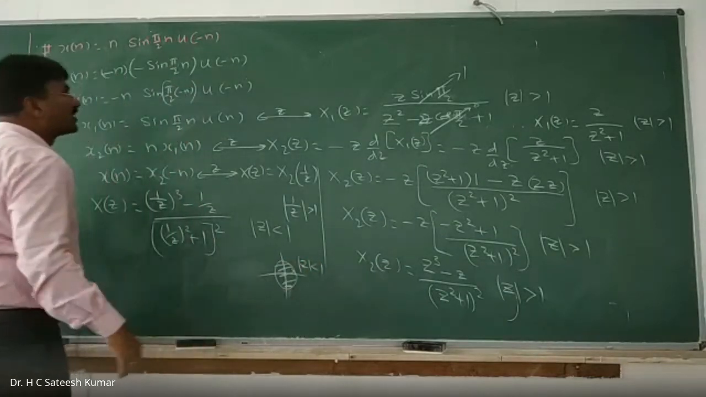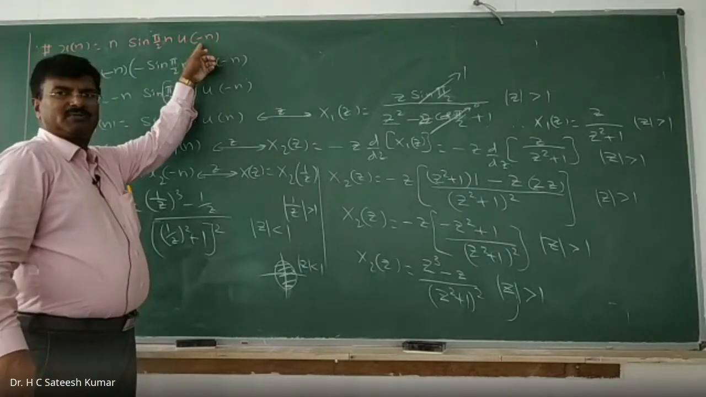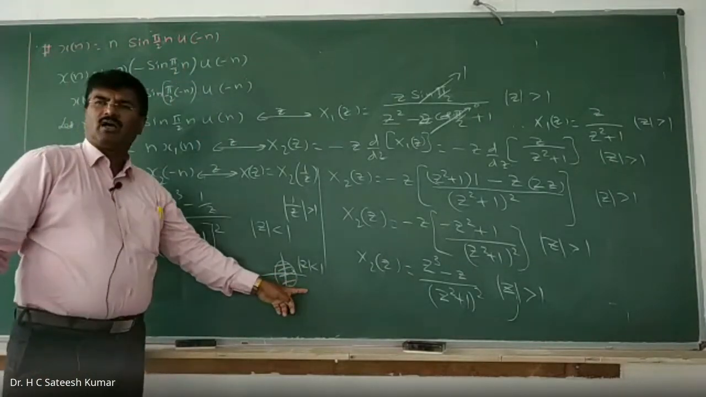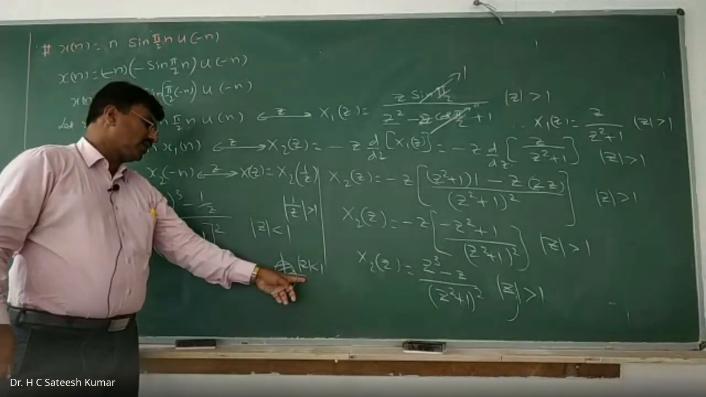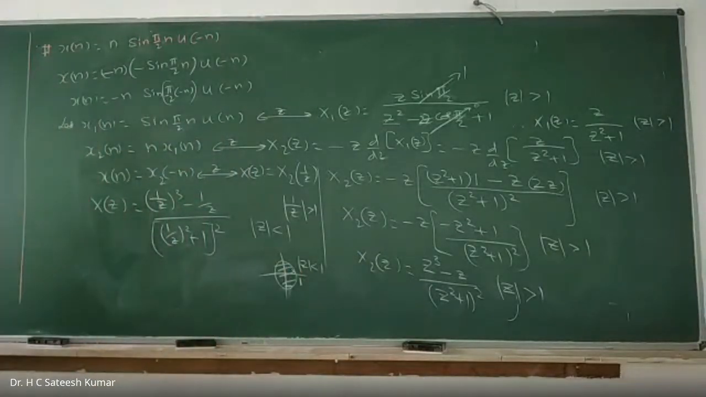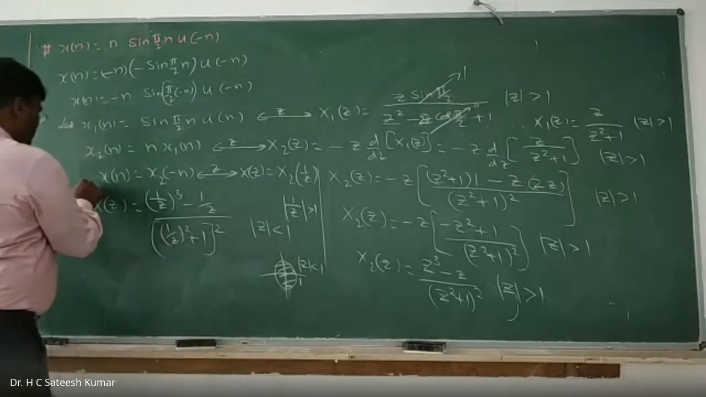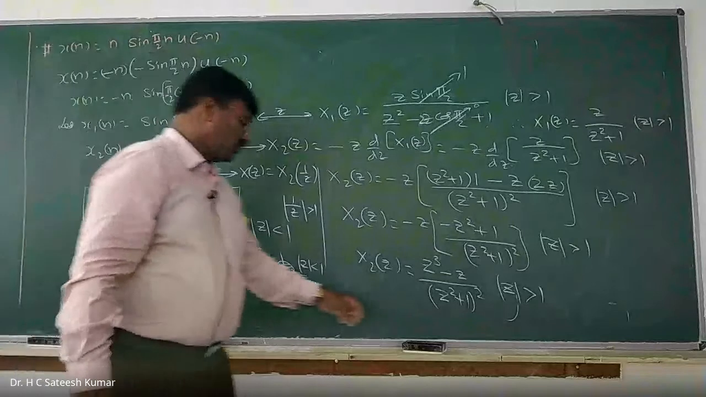And one thing is you can verify the answer. See that whenever u of minus n is there, it means what? A left-handed sequence. For a left-handed sequence, what did we say? The ROC extends towards the origin from the innermost pole, we said. So therefore, the ROC is extending towards the origin from the innermost pole. That's what you can verify, right? So this is how we should do a problem of this kind. This is also another examination problem, right? Go for one more problem.